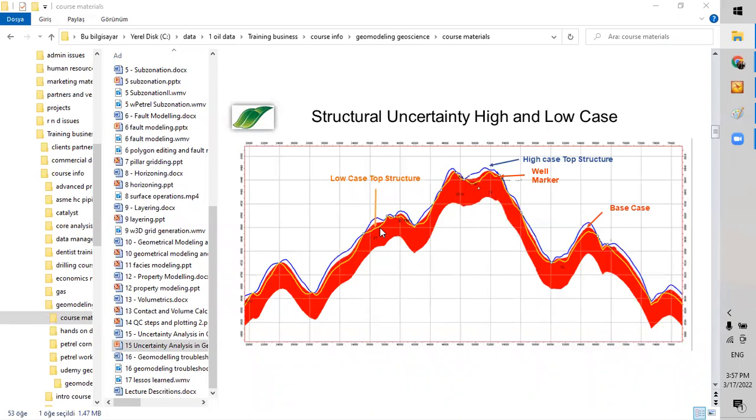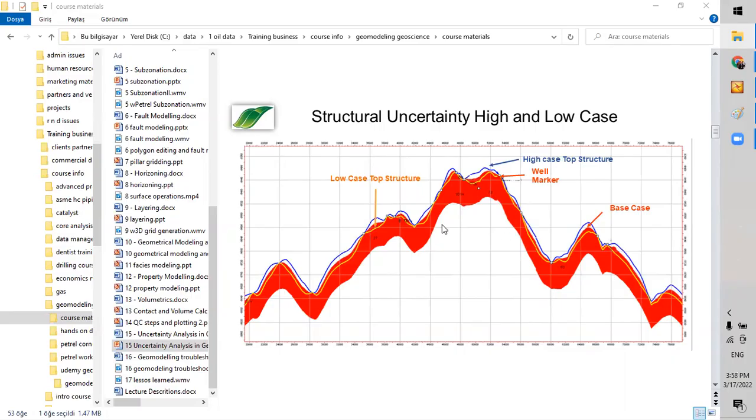I think hydrocarbons, lesser hydrocarbons. Yes, or volumetrics, because our gross rock based on this yellow structure is going to be less than the base case red and the blue. And blue is going to give us the highest volumetrics. That's why it is high case.